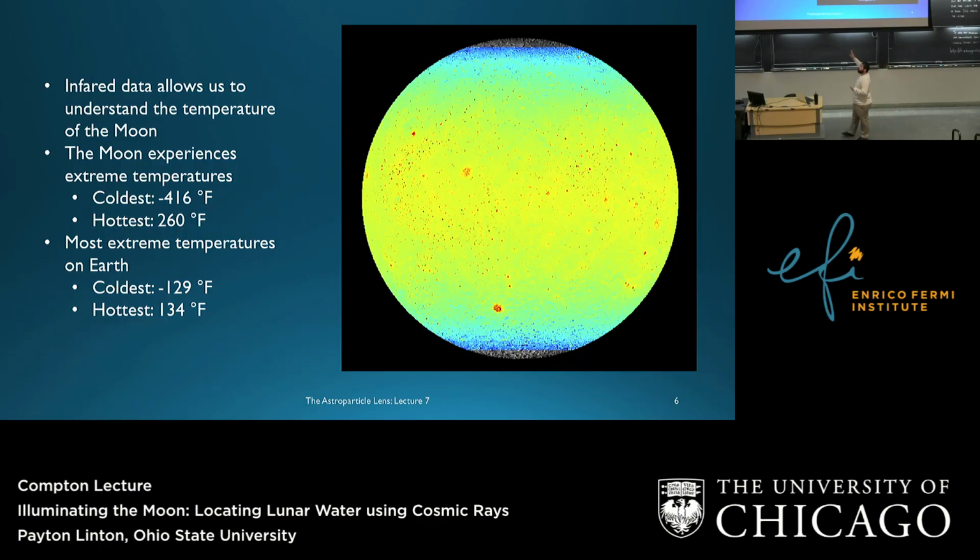Now, the moon has very extreme temperature differences. At the coldest we've ever measured, we're at negative 416 degrees Fahrenheit, whereas at the hottest, we're at positive 260 degrees Fahrenheit. This is almost a 650-degree difference from the coldest and the warmest temperature we've measured on the moon. For reference, on Earth, the coldest was negative 129, and the hottest is 134. So that 650-degree difference that we see on the moon, on Earth, we're only seeing a 200-degree difference, right?